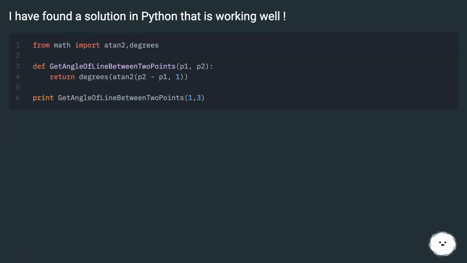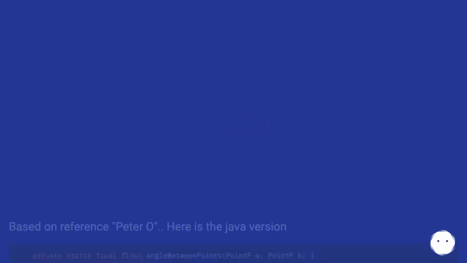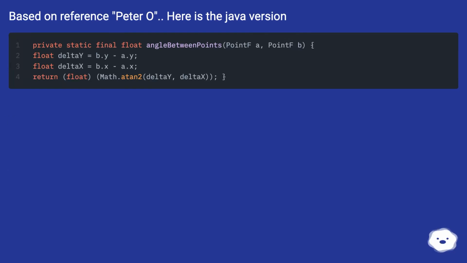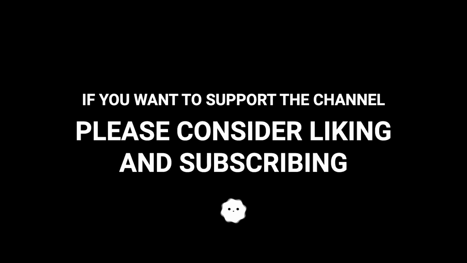I have found a solution in Python that is working well. Based on reference Peter O. Here is the Java version. Trigonometry.